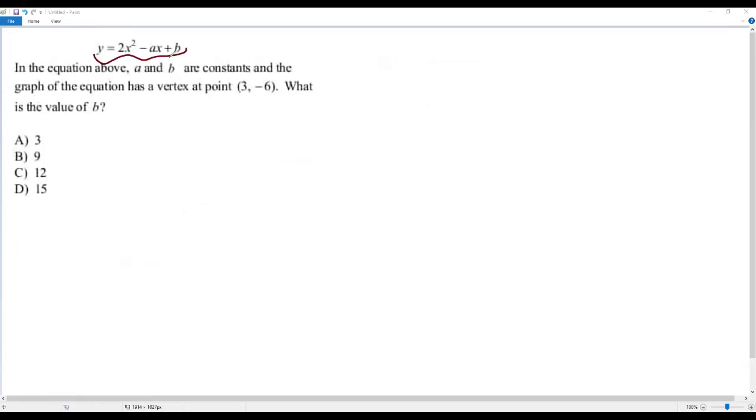Here we have a quadratic function in standard form. Let me write a quadratic function in standard form, that is y equals ax squared plus bx plus c. When we have a quadratic function in standard form like this one, its graph will be a vertical parabola, and there is a formula to get the x coordinate of the vertex, that is x equals negative b over 2a. So this is the formula we use to get the x coordinate of the vertex.